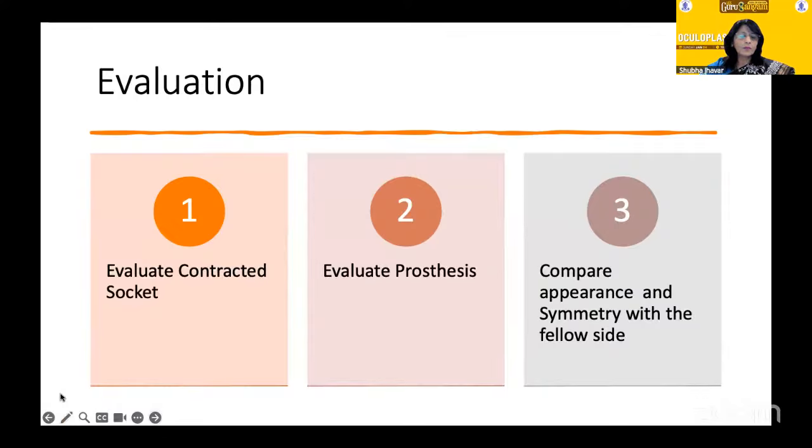Yeah, so evaluation is important here, wherein you must evaluate the contracted socket, then evaluate the prosthesis, and then compare the appearance and symmetry with the fellow side. So that's really important, right?